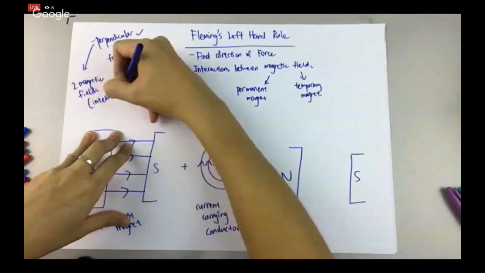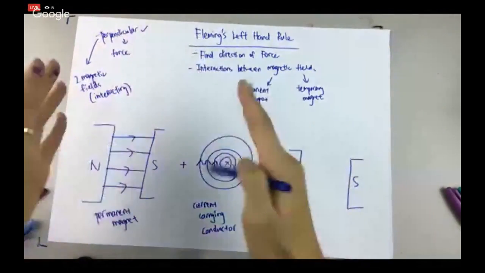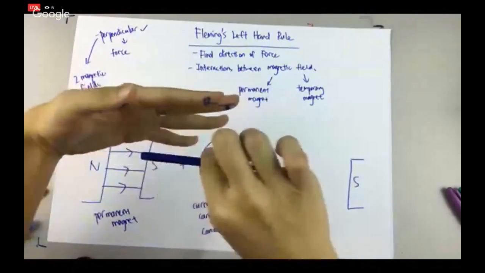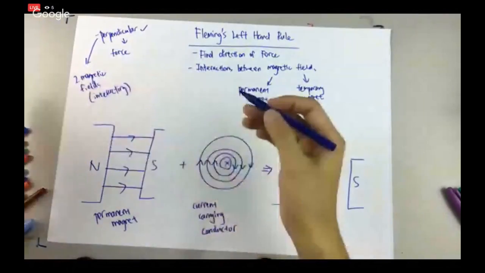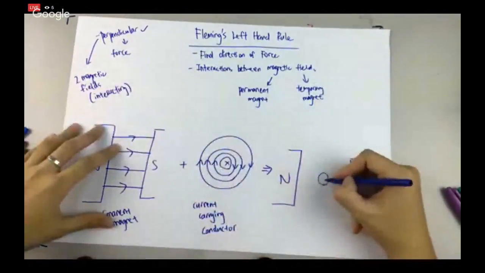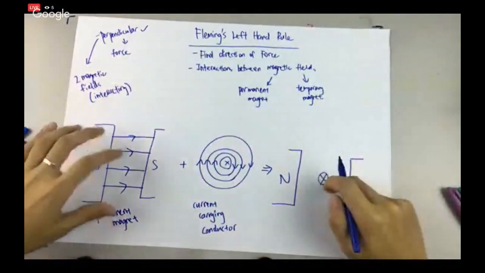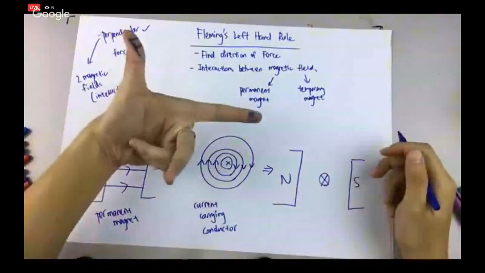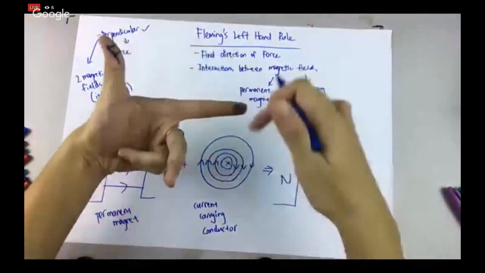So from here, same, cross. How are you going to find that? Now use Fleming's left hand rule, F, B, and I. It's not H, it's I. So force, magnetic field, current. Everything starts from your middle finger, which is your current. This current is going into the page. So you put it in, into the page.